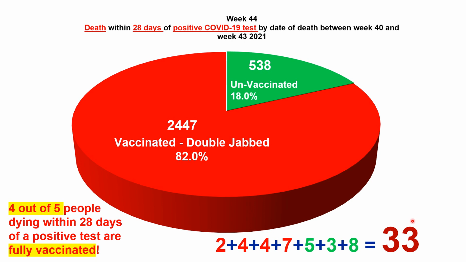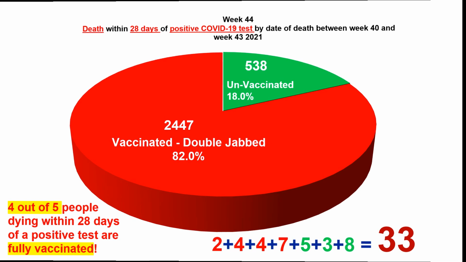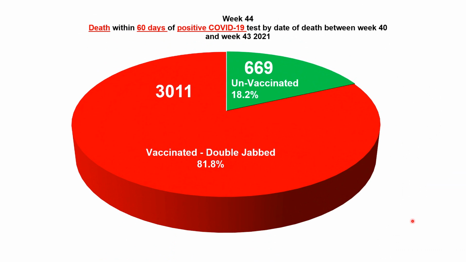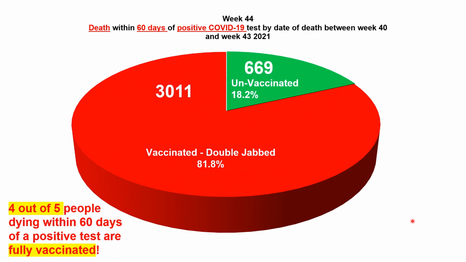Could it be a coincidence? I don't tend to think that is. And if we look at the deaths within 60 days, we've still got 4 out of 5 people dying within 60 days of a positive test are fully vaccinated. So there's that 81.8 and there's that 18.2. So the whopping big area of double jabbed and the small area of unvaccinated. But look at the totals.